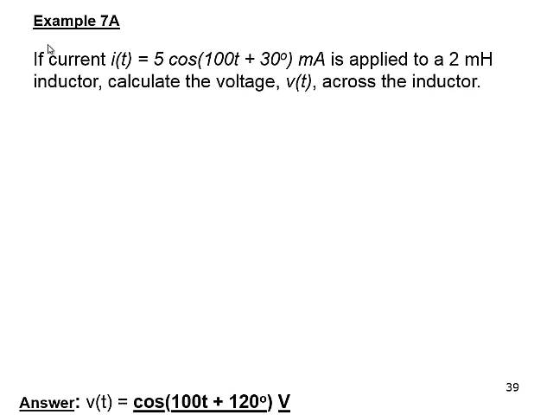Okay, now we're going to do an example. So this is a good one. This should be on your problem handout. Example 7a. If the current i of t is 5 cosine 100t plus 30 degrees, and we're applying it to a 2 millihenry inductor, so here is our inductor, we're applying some i of t to this thing, and we want to know what v of t is going to be when we apply this i of t.